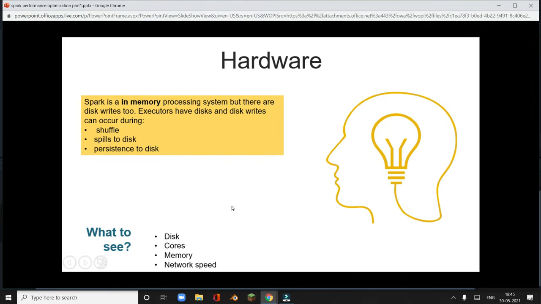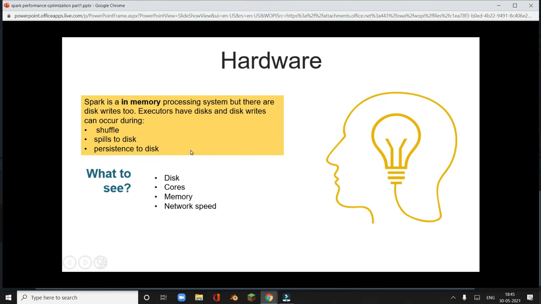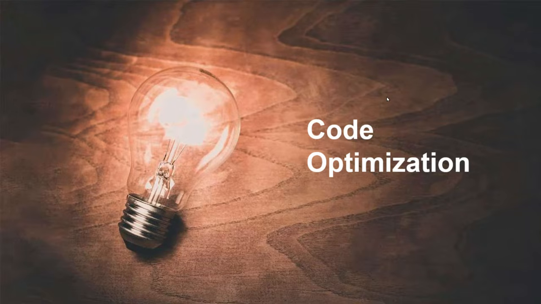Okay, now of course when we are doing disk writes and there is a shuffle and all that, there will be a performance hit, but we need to keep in mind the kind of hardware that we are using, because ultimately our jobs are going to run on the underlying cluster. So the disk, the cores, the memory, the network speed, all of this is important. We have to take care of the type of disk, whether we are using SSDs or what, how much memory we have, how many cores are available, and of course the network speed.